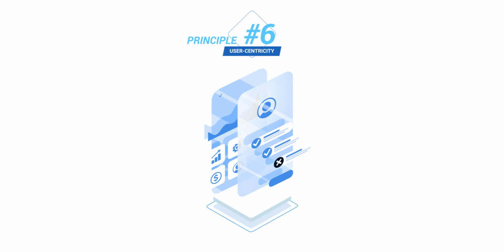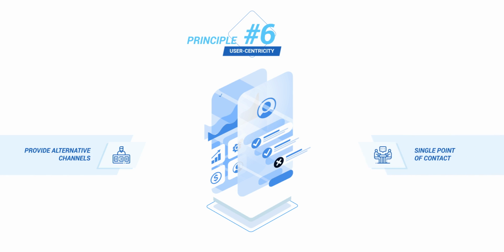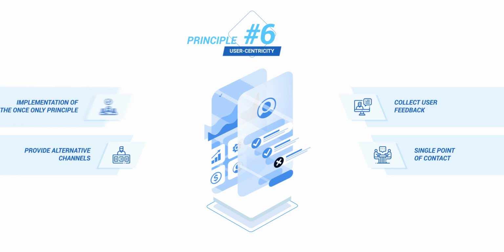Principle 6. User centricity. When designing public services, users' needs should be at the core of the design process. Key recommendations include allowing users to access a service using alternative channels, for example both physical and digital. Provide a single point of contact for services where multiple institutions have to work together. Collect feedback from users to further improve existing services. Users should only provide the information once. Examples: ensuring the availability of physical and digital channels to access a service. Requesting user feedback.